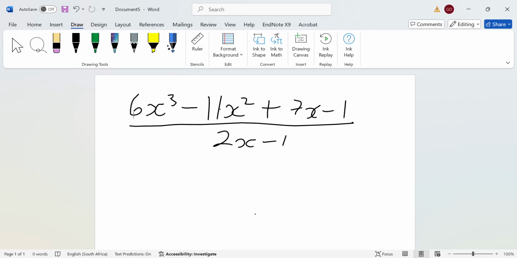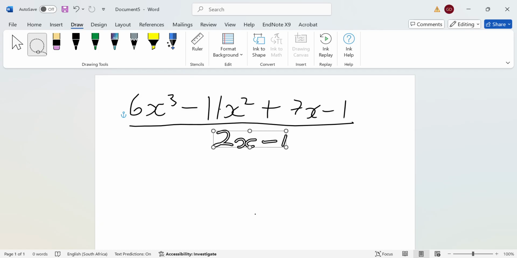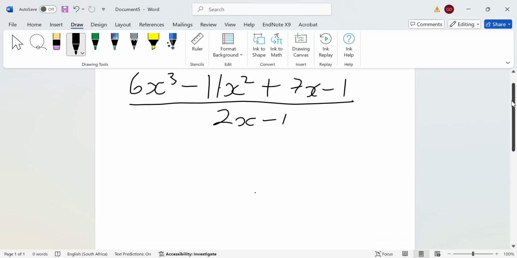So the first one, if you look at the above one here, we can see that this is the dividend and the one below is the divisor. So basically we're going to use the long division method as requested. The first thing that we do is to ensure that we draw that long division establishment first, and then we're able to divide and use the method.